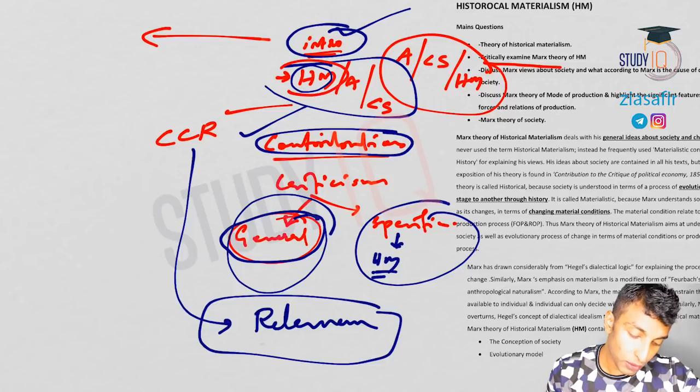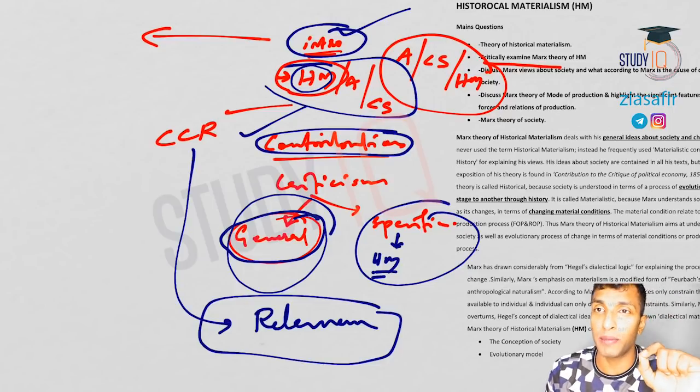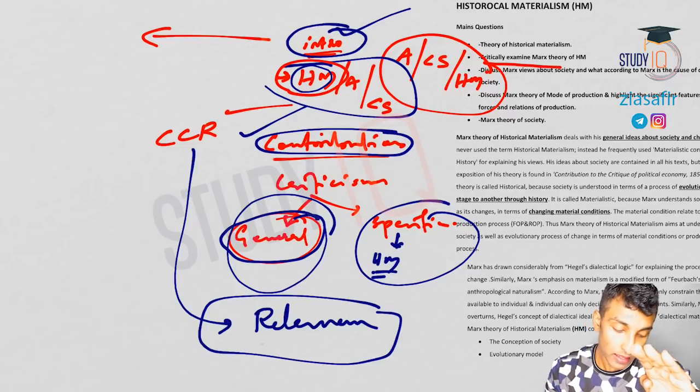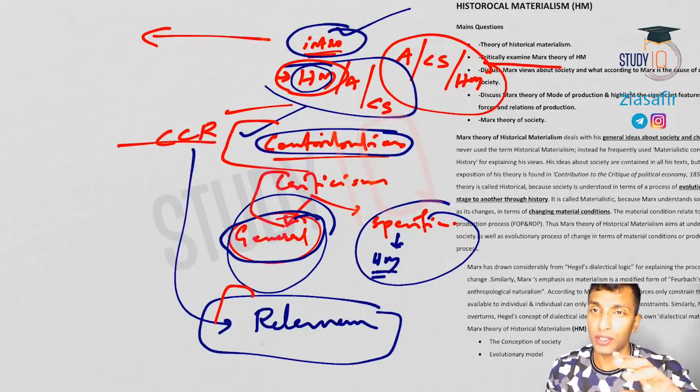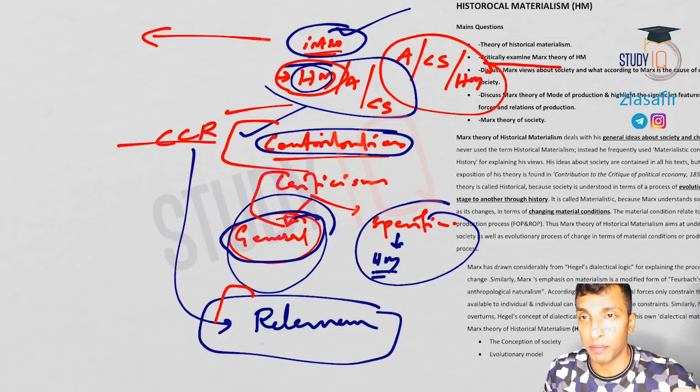Then we will do the theories. Today I'm going to do the first theory, historical materialism. The second day and third day we will do class struggle, and then the fourth day we will do alienation. So we have completed the theories. Then we will talk about contribution, criticism and relevance together. So in 5 days I will complete Marx.